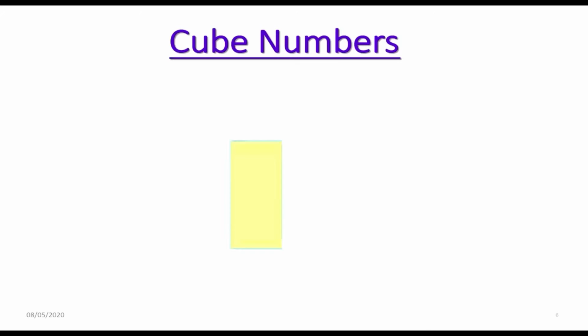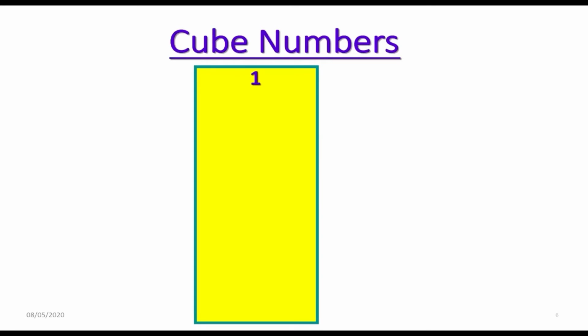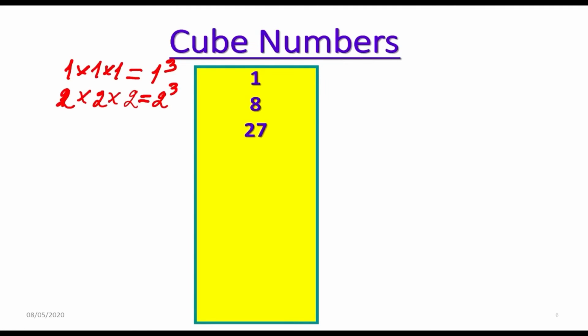Now, similarly, I'm going to come up with a list of the first 10 cube numbers. The first one is 1, since 1 cubed is 1, 1 times 1 times 1. The second one is 8, since 8 equals 2 cubed, 2 times 2 times 2. The next one is 27, since 27 has the number 3, and we saw before that 3 cubed equals 27.